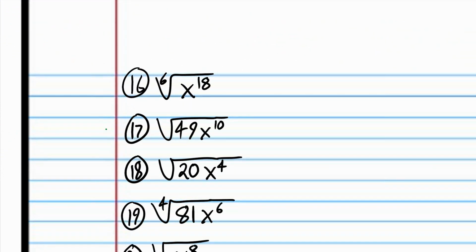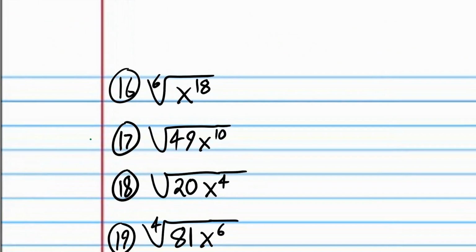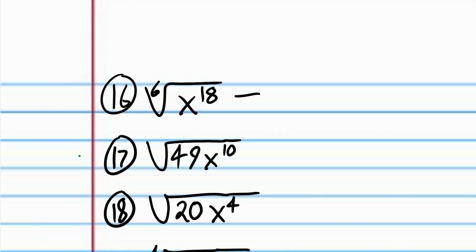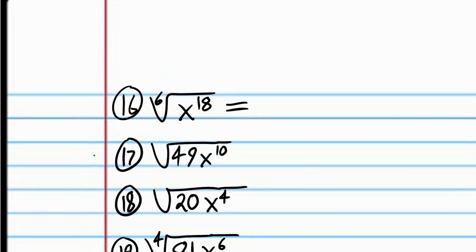Now number 16. This is the last one we'll do together, and then you can try some on your own. So we have a 6th root, and that's an even root, so we're going to have to worry about the absolute value symbols. We take the power of the radicand divided by the index. 18 divided by 6 is 3, so we have x to the third power, but this is an odd power, so we have to write absolute value symbols around it.